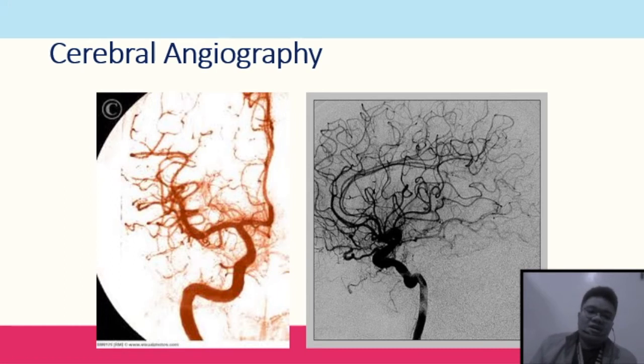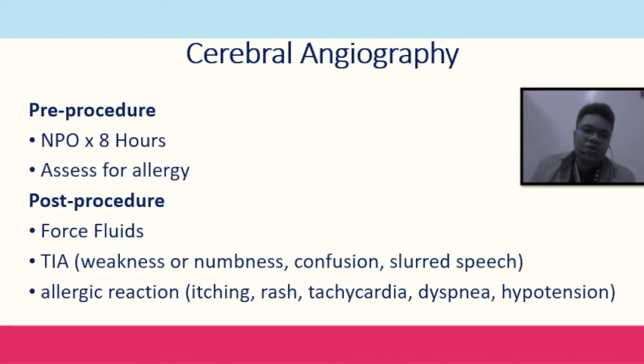Okay, so class, your cerebral angiography would look like this one. As you can see, it is a map of the cerebral arteries. If you can recall our discussion in cardiology, we also do angiography in cardiology. So in this case, guys, we are mapping the structures of the brain, in that case, the blood flow to the brain. Okay, so for your cerebral angiography, the preparation for your patient would be to be NPO for 8 hours.